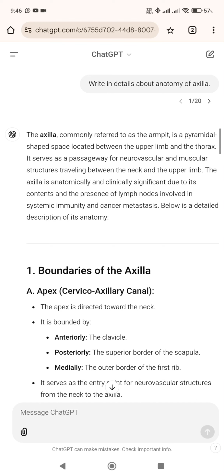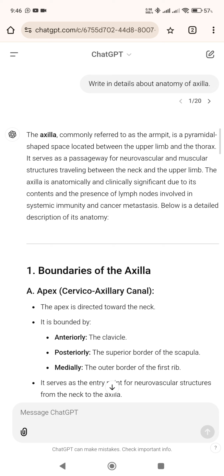The axilla, commonly referred to as the armpit, is a pyramidal-shaped space located between the upper limb and the thorax. It serves as a passageway for neurovascular and muscular structures traveling between the neck and the upper limb. The axilla is anatomically and clinically significant due to its contents and the presence of lymph nodes involved in systemic immunity and cancer metastasis. Below is a detailed description of its anatomy.